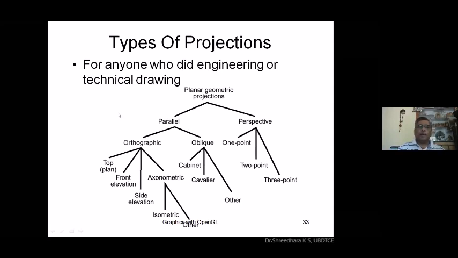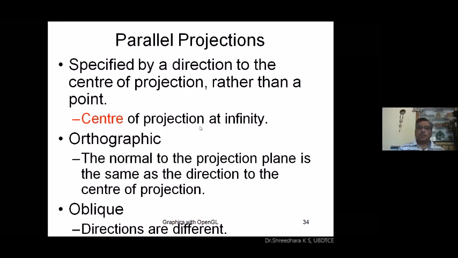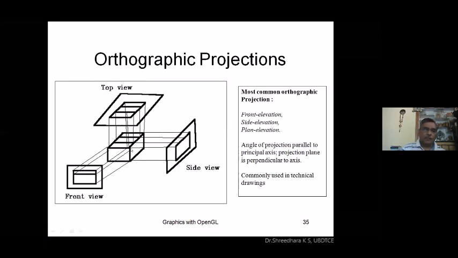So in parallel projection, the center of projection is at infinity. In orthography, the normal to the projection plane is the same as the direction to the center of projection. All these projection lines will go parallel to each other. So whenever this object is observed from the front, it will not give a 3D effect of this object.